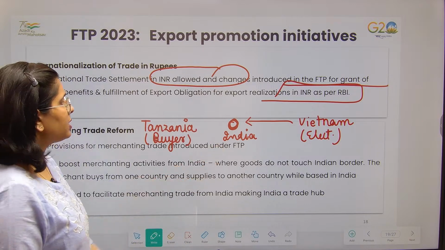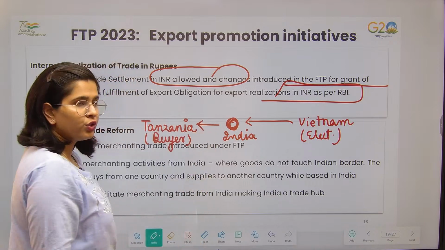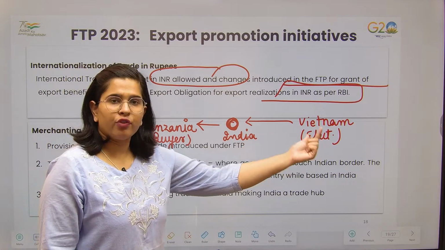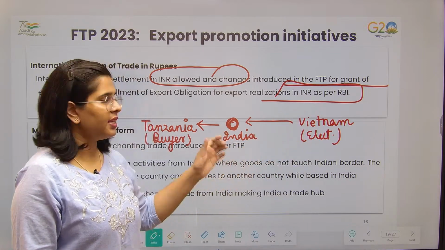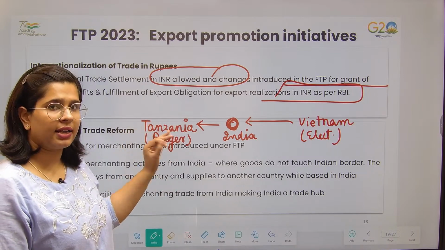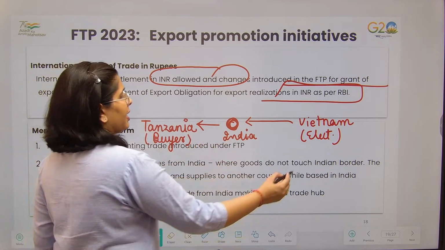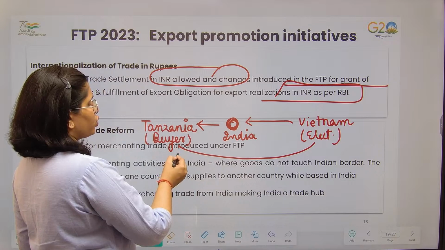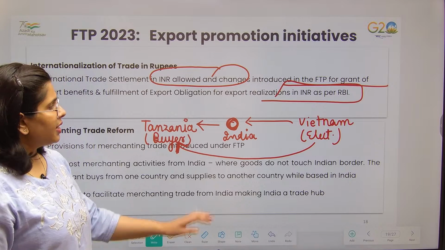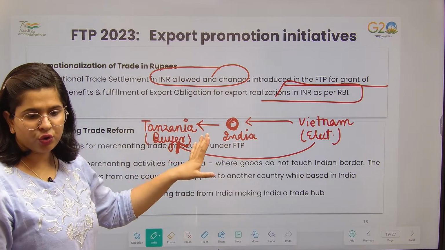Now this person who is sitting in India, what role is he going to play? He is going to play the role of intermediary. What is he going to do? He is going to buy from the Vietnamese person and then sell to the buyer who is sitting in Tanzania. Meanwhile, the cargo is never going to touch the shores of India. The cargo is not going to come to India. It will be shipped from Vietnam to Tanzania and it is not going to touch the shores of India.